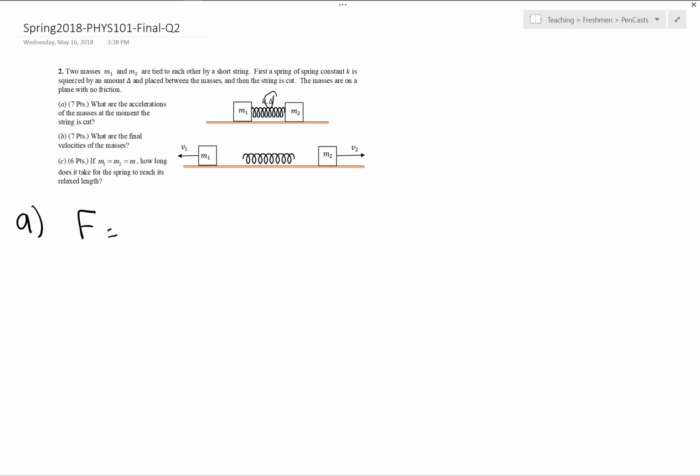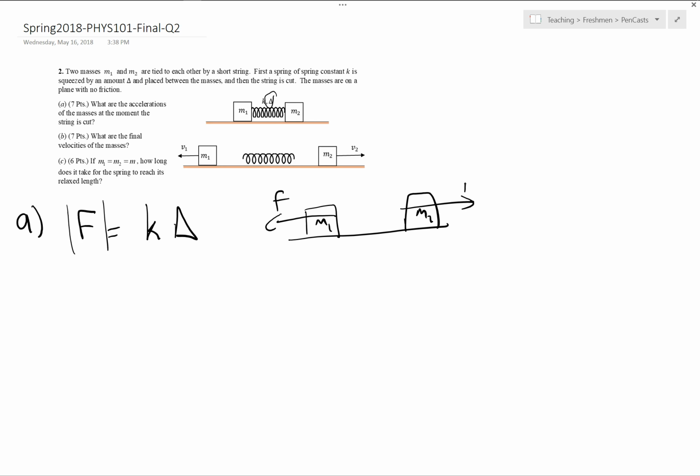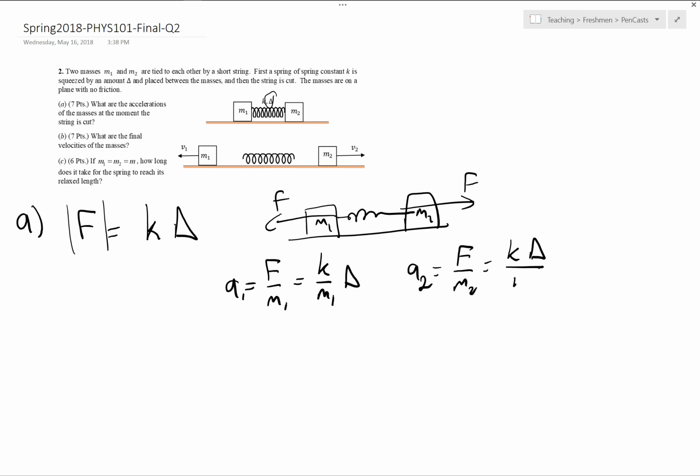What would be the force on the spring? Well, it will be just k times delta, right? The amount of compression, that's the magnitude of the force. But how does this act on my masses M1 and M2? It actually acts on both, right? This is going to be the force in different directions. That's the initial situation. So what will be the acceleration of the first mass? It will be just basically F over M1, which is going to be k over M1 times delta. And a2 is F over M2. It's going to be k times delta divided by M2. So that's the first part.